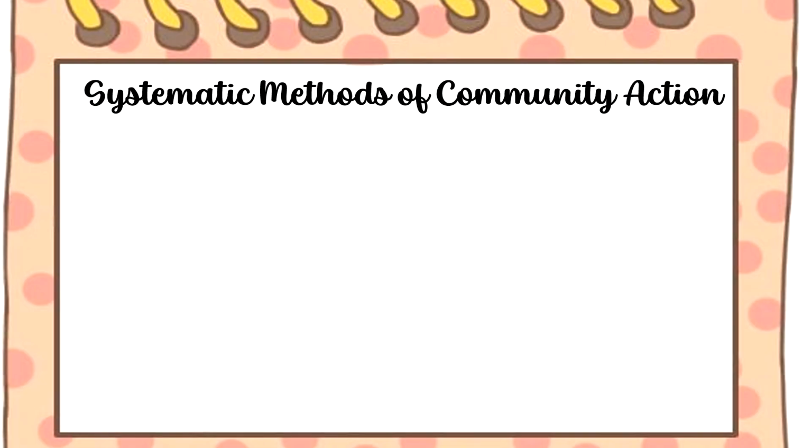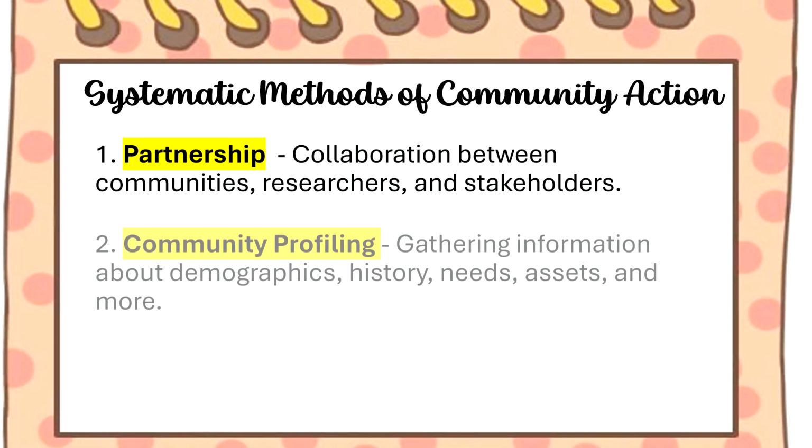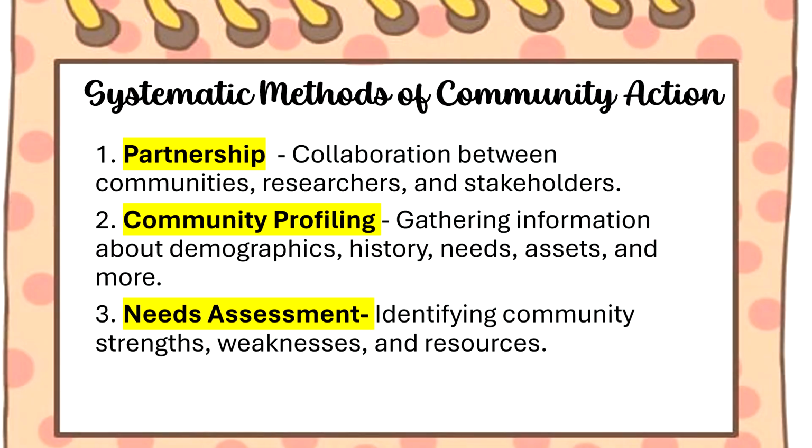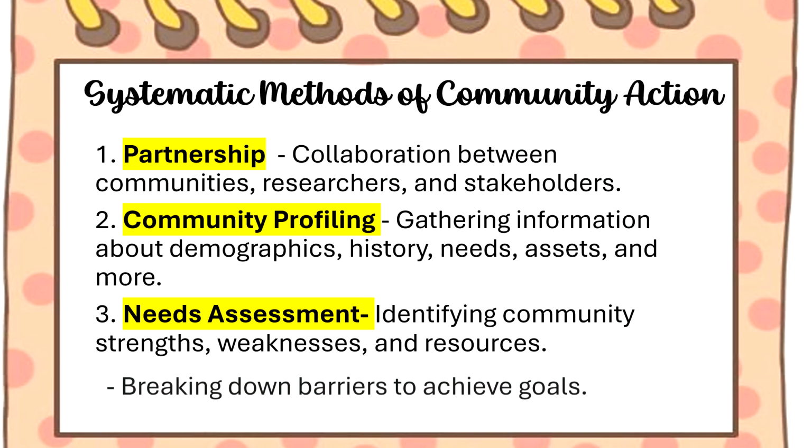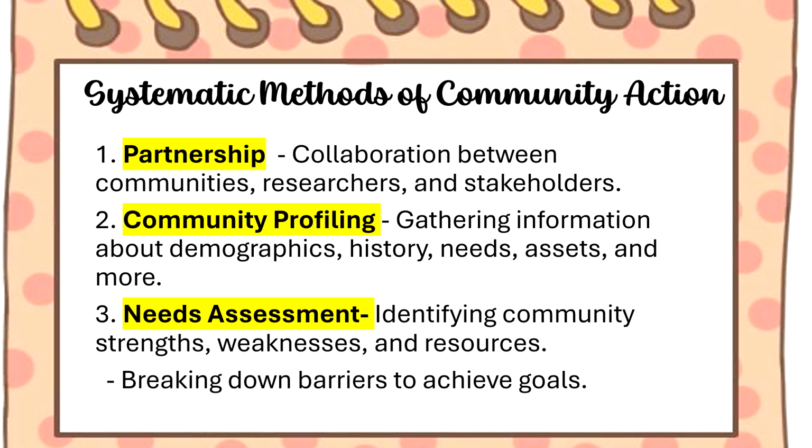Systematic methods of community action. These are the three big tools in our community action toolbox. First, partnership, collaboration between communities, researchers, and stakeholders. It's the ultimate group project. It's not just the community, but maybe a local university, the barangay captain, and a nonprofit organization all working together, pooling their resources and expertise.